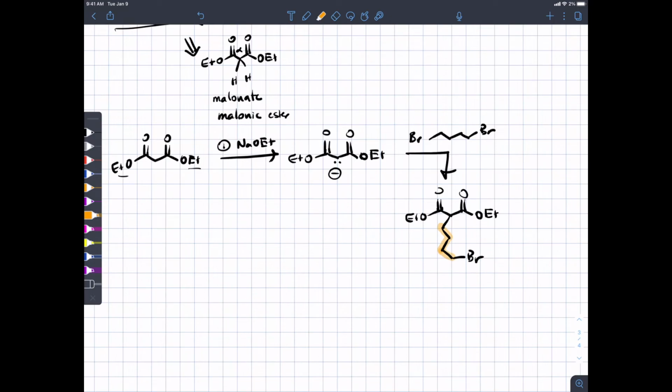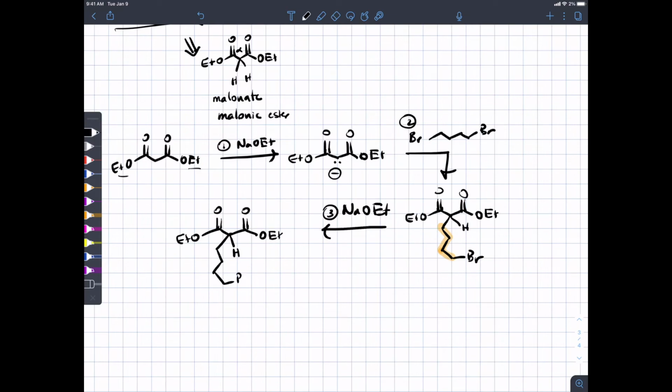Feel free to bring highlighters in on the exam if this kind of thing is helpful to you. That's the new bond that we made. Then we're going to add a second equivalent of base that will deprotonate our alpha carbon, removing the remaining proton that's there. 1, 2, 3, 4. Oh, why am I still showing that alpha proton?